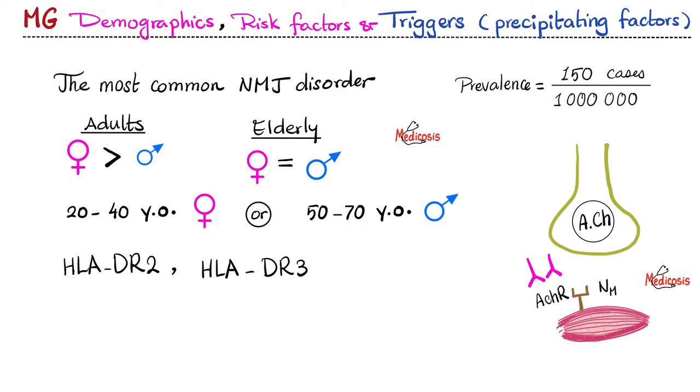Let's talk about myasthenia demographics. The most common neuromuscular junction disorder is myasthenia. It is way more common than Lambert-Eaton. In adults, most myasthenia patients are females, usually of childbearing age. Myasthenia is associated with HLA-DR2 and DR3.